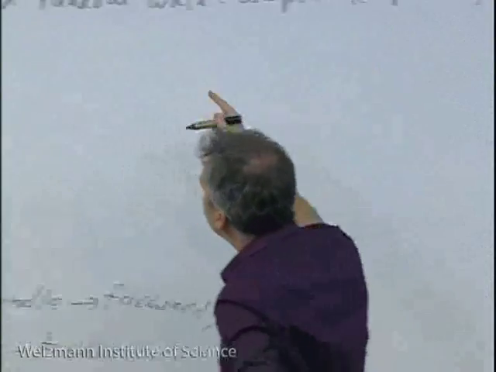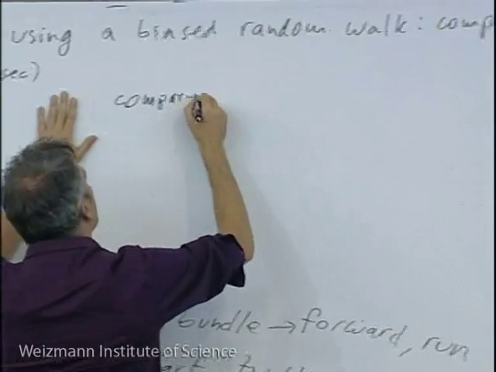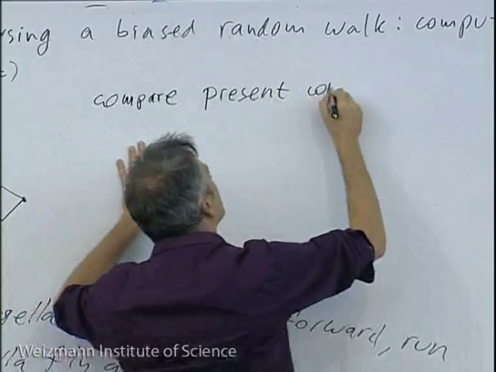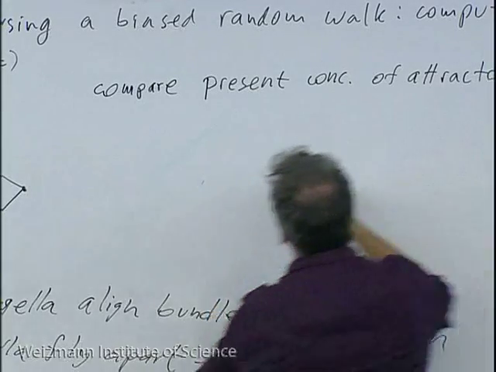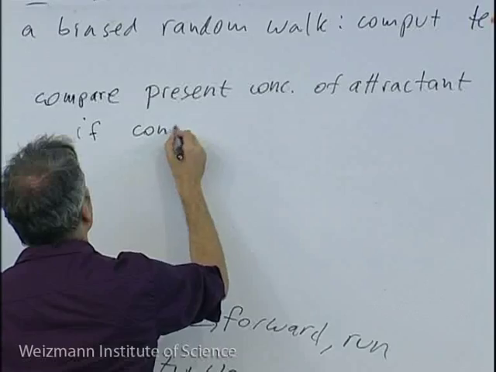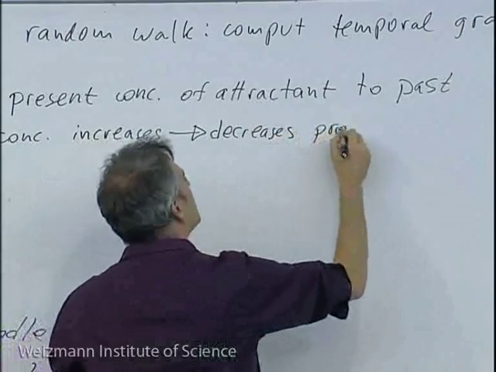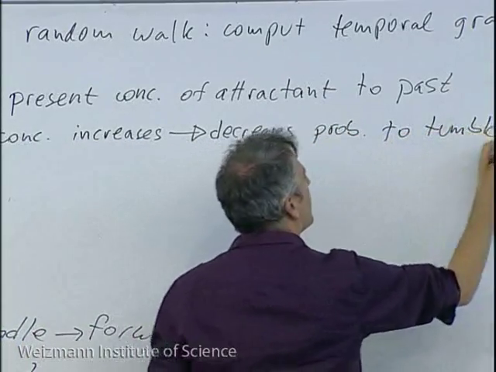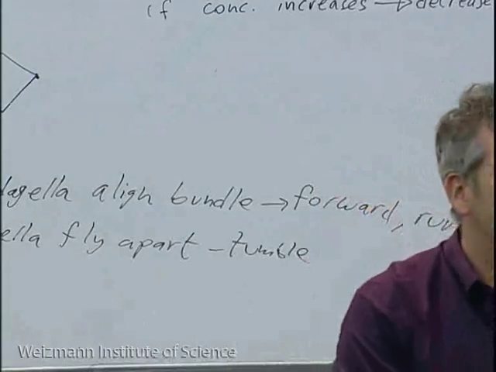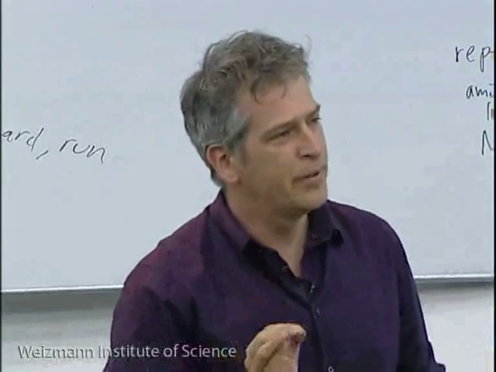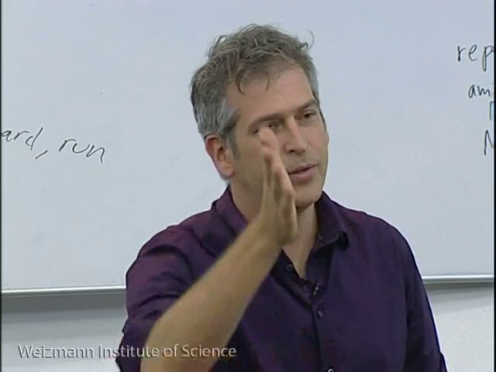So if we put in attractants, the strategy of E. coli is, what it does is compare the present concentration of attractant to its past concentration. If this concentration increases, it decreases the probability to tumble. So this is a very simple rule. What it does is it looks at the concentration now and remembers the concentration in the past and compares them. And if things got better, then it stops tumbling. So that it tends to continue in the same direction.